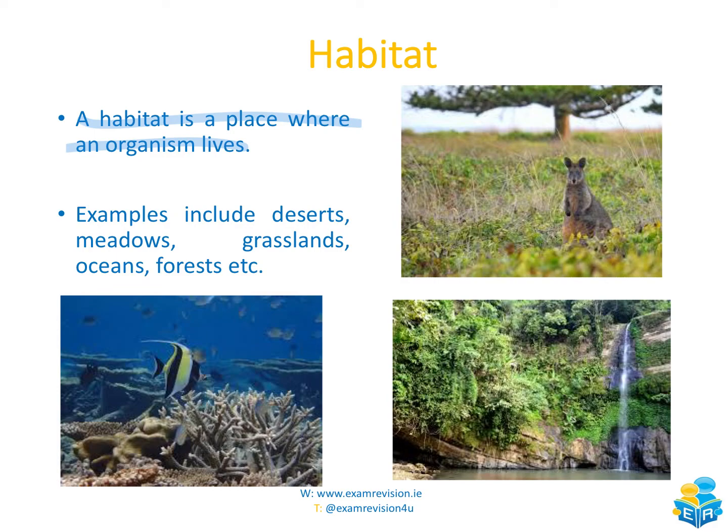And we have lots of different habitats. We can have deserts, we can have meadows, grasslands, oceans, forests, we can have woodlands. And each one of those individual habitats will have a characteristic that make it that habitat. And they will have certain organisms, both plants and animals, that will live within that habitat. But the habitat, just to remember, is a place where an organism lives.